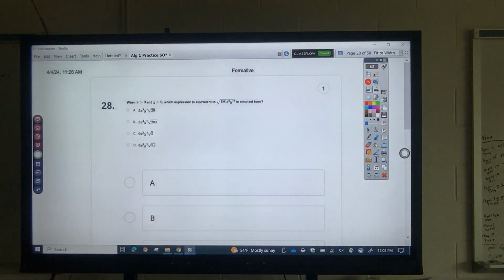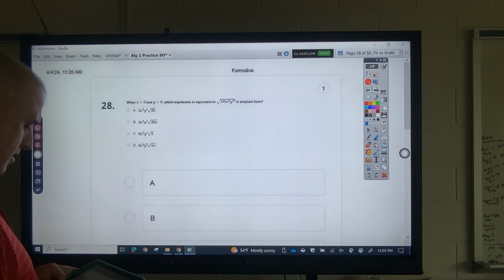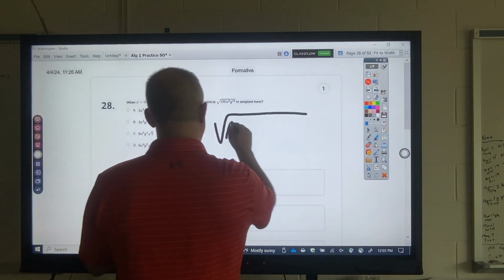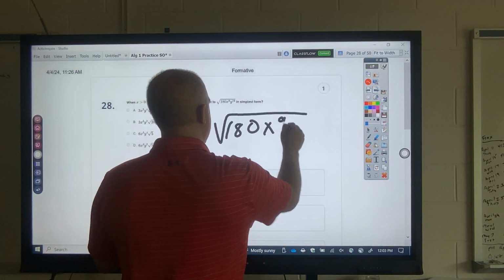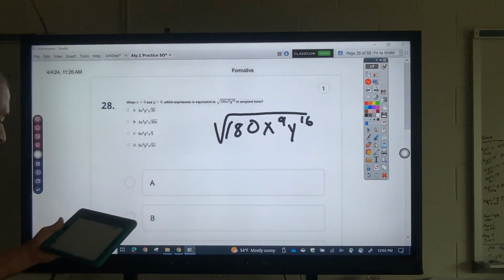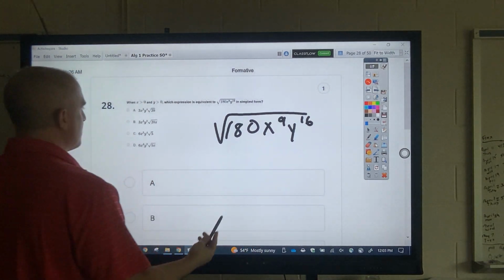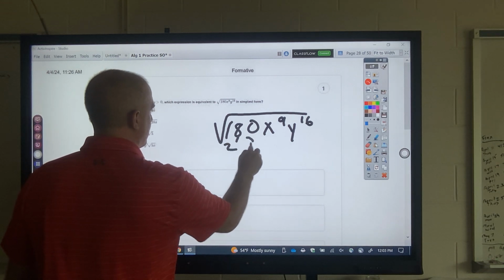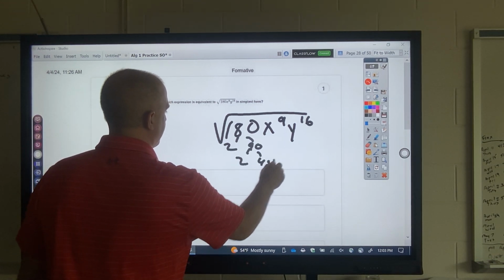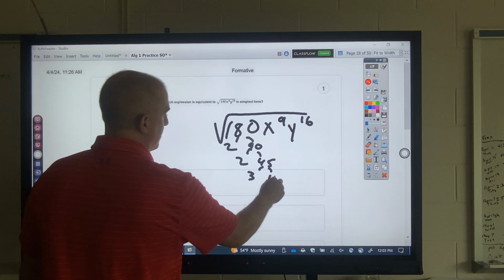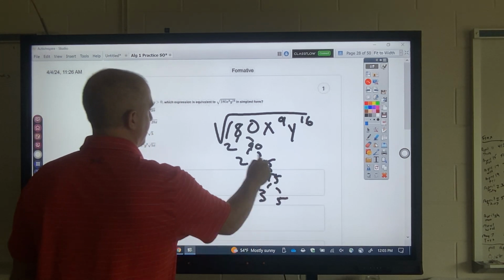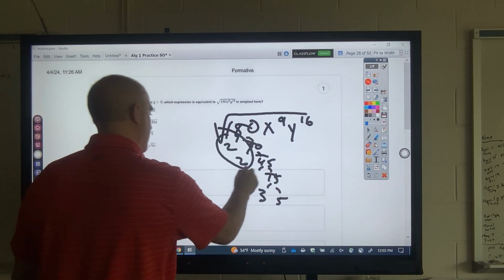Okay? I know this one's hard to see. I'm going to rewrite this. Okay? This is question number 28. This is the square root of 180 x^9 y^16. All right? So you can do whichever part you want first. That's going to be 2 and 90, 2 and 45. 2 wouldn't go into 45, but 3 would. 3 and 5. Now I got a pair here, a pair here.